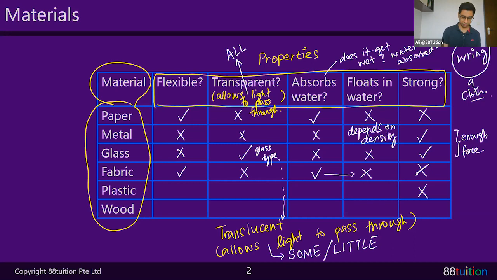Plastic, is it flexible? Yes. Depends on, there are a lot of different types of plastic, like your plastic spoon, plastic fork, plastic plate, then there's plastic bag. Okay, so in general, the plastic can be flexible.